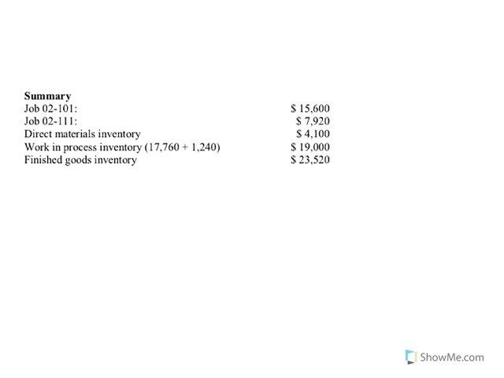And lastly, they want us to summarize it. So there's your job. Job 101, 15.6. Job 111, 7,920. Both of these are in finished goods. Direct material inventory, 4,100. Work in process, just those last two jobs. And finished goods inventory. And there are your inventories. Okay, finished goods, direct material, WIP. Now, these two, of course, add up to that.